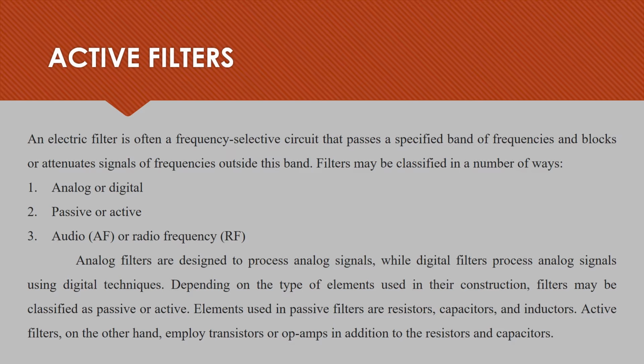Analog filters are designed to process analog signals, while digital filters process analog signals using digital techniques. Depending upon the type of elements used in their construction, filters may be classified as passive or active. Elements used in passive filters are resistors, capacitors and inductors. Active filters, on the other hand, employ transistors or op-amps in addition to the resistors and capacitors.